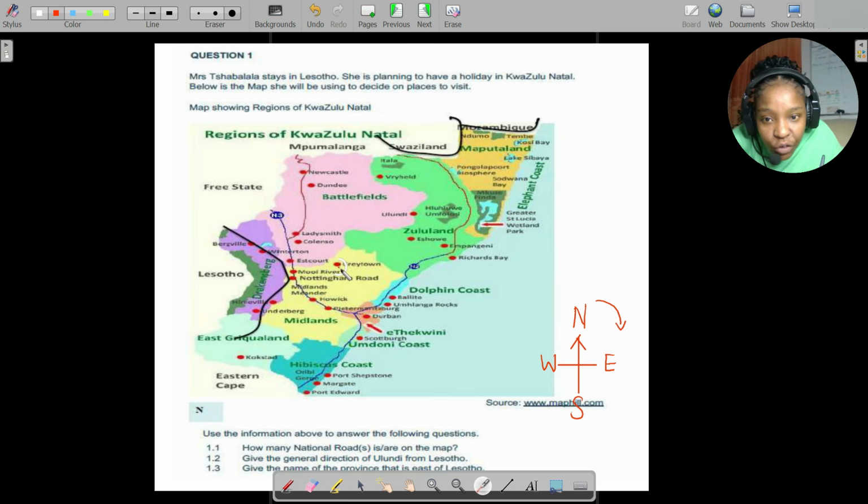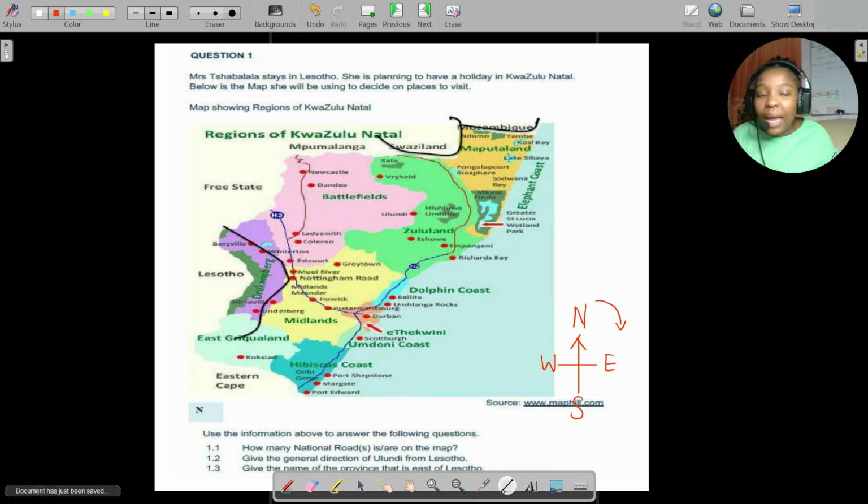Very important. Also, those circles there are just indicating that we are now at Greytown. That one is Ulundi, that one Eshowe, that one Empangeni, that one Richards Bay. That is what those circles mean. So I think we're more than ready to start analyzing this map.